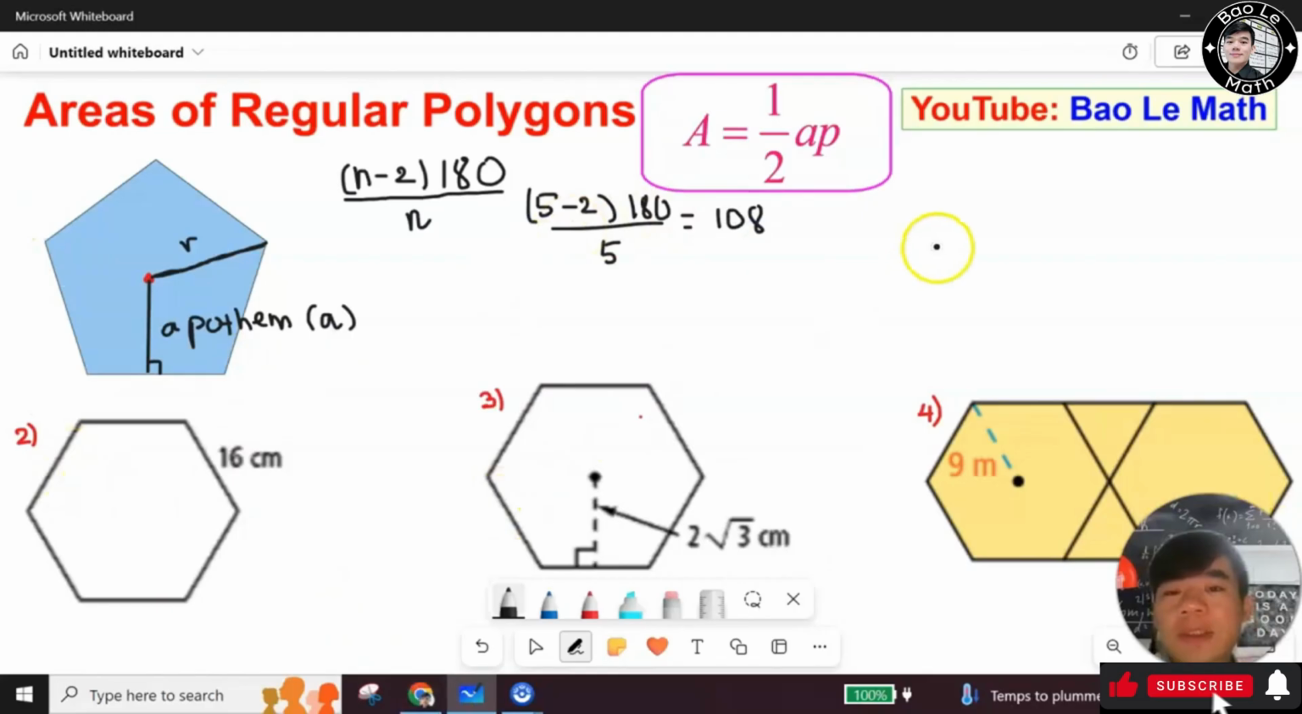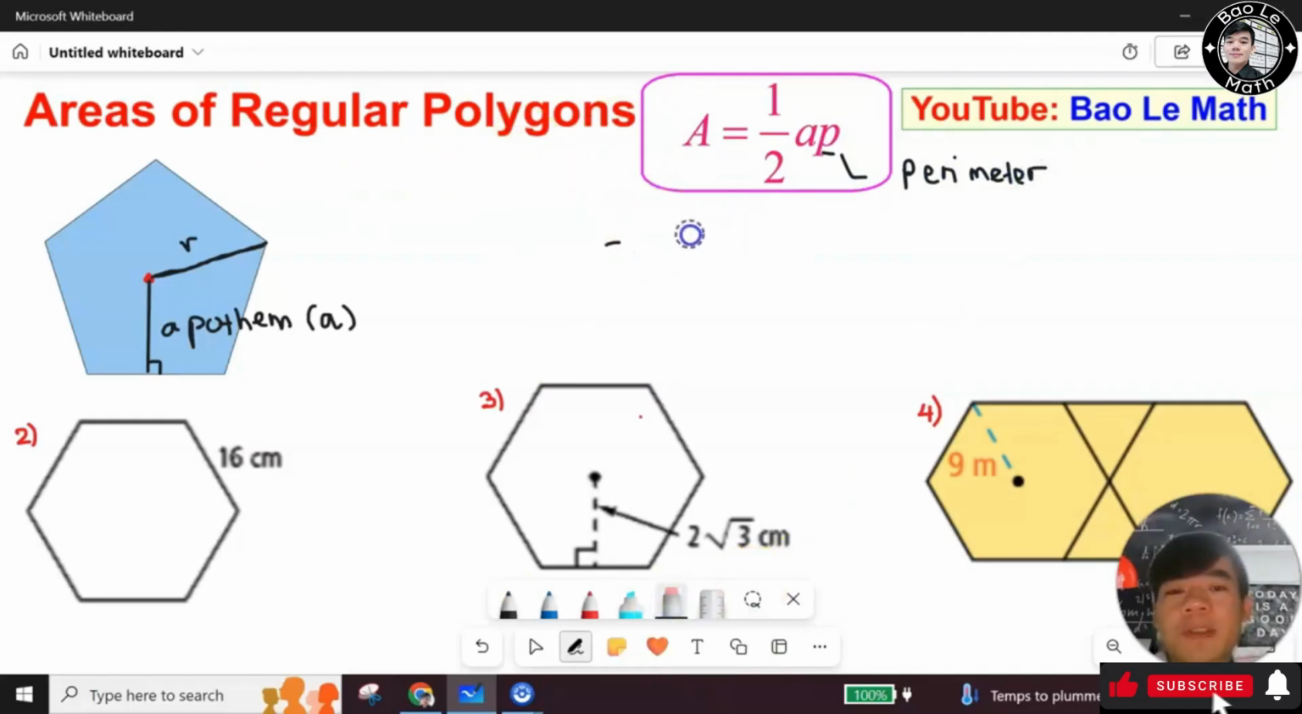Now the area of a regular polygon formula is A equals 1/2 a times P. a is the apothem. P is the perimeter. Now we go ahead and prove this formula. So let's prove the formula.